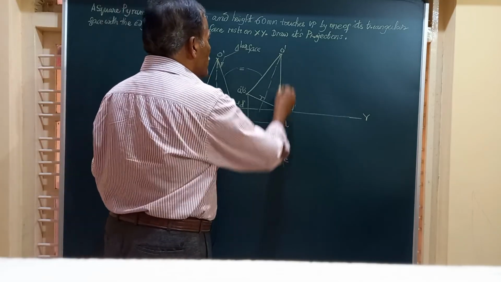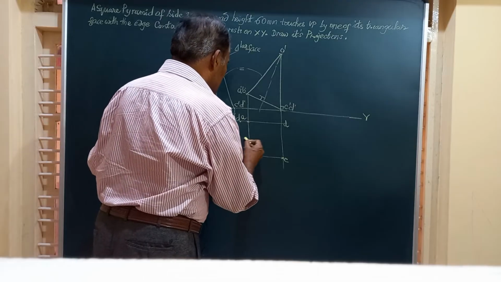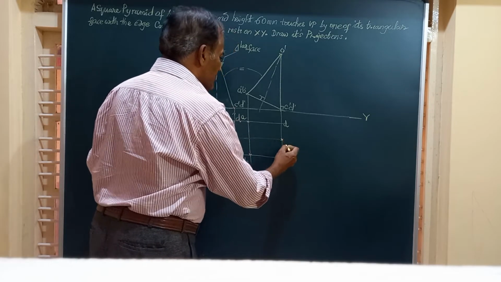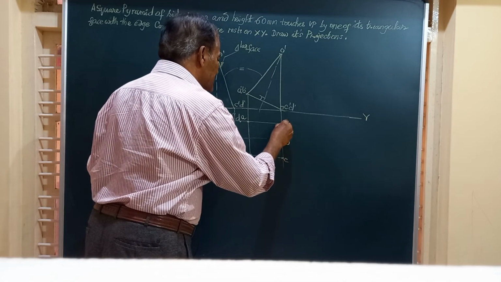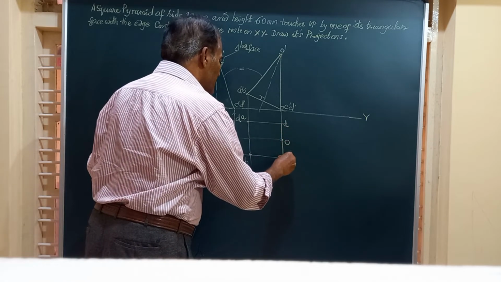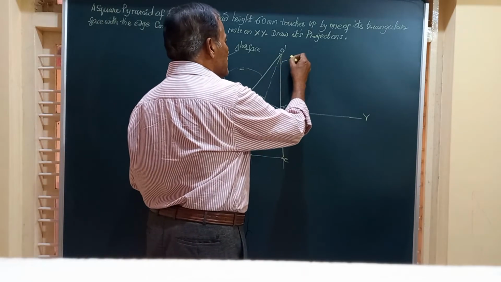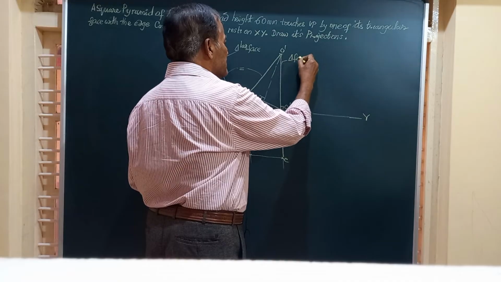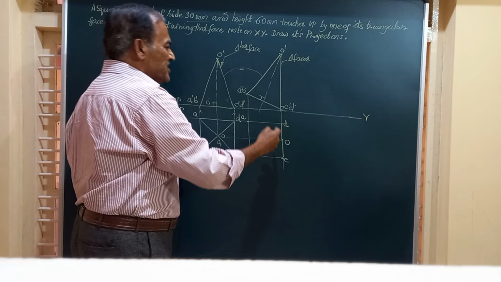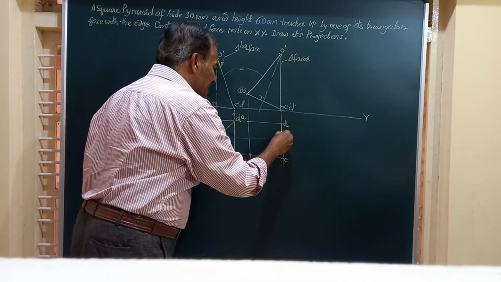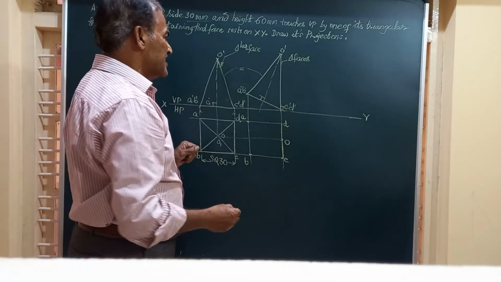Next friends, O, the vertex is here. So vertex in the top is here. So horizontal line from there, vertical from there. So this is our OCD. Friends, if you see the front view, O dash C dash D dash represents one of the triangular faces which is perpendicular to HP. The same OCD is seen as a line here. So the triangular face has become vertical now.